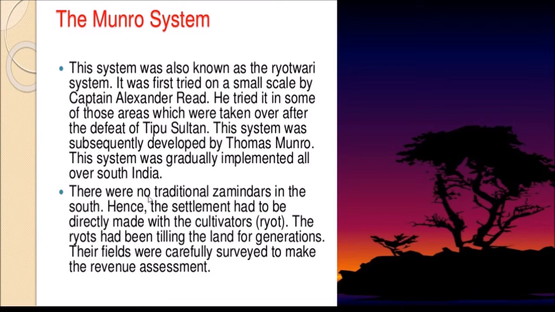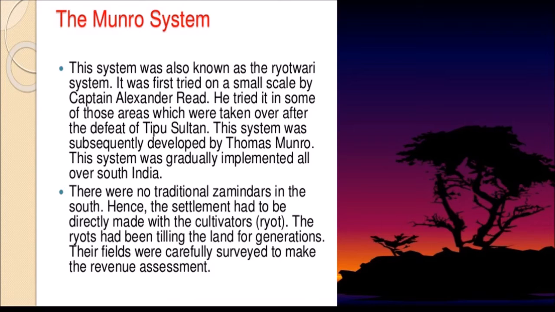There were no traditional zamindars in the south. Hence, the settlement had to be made directly with the cultivators, the ryots. The ryots had been tilling the land for generations. Their fields were carefully surveyed to make the revenue assessment. In the south of India, the lands were owned by the ryots, the actual, original cultivators.